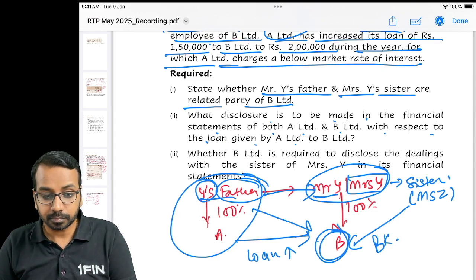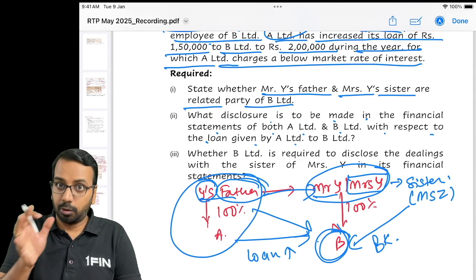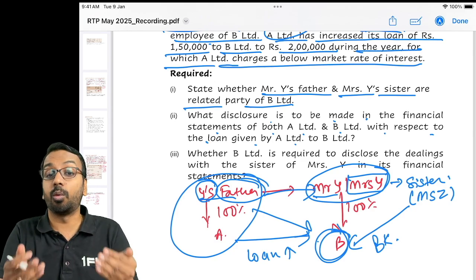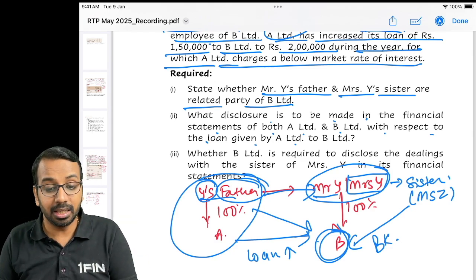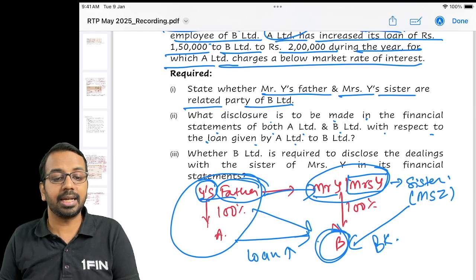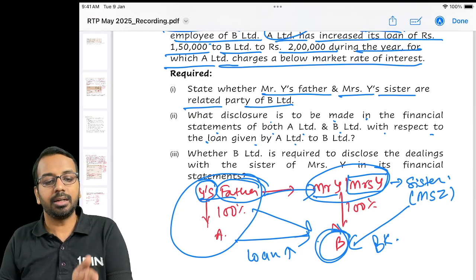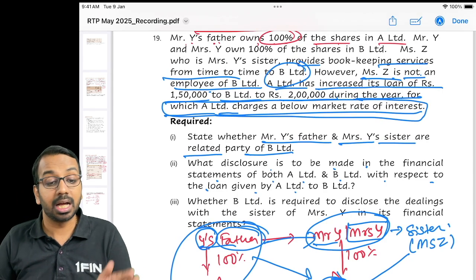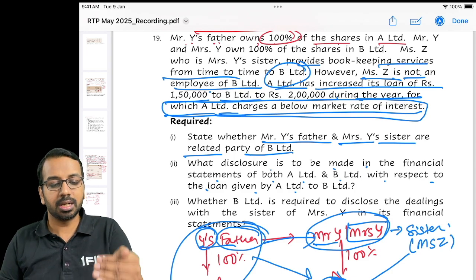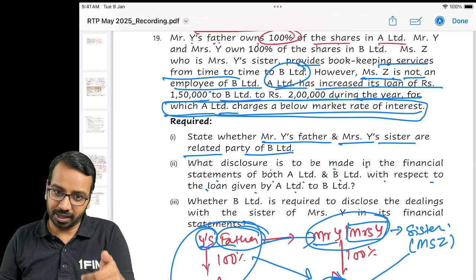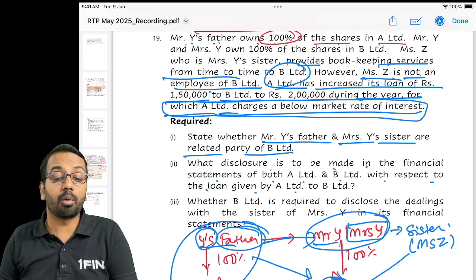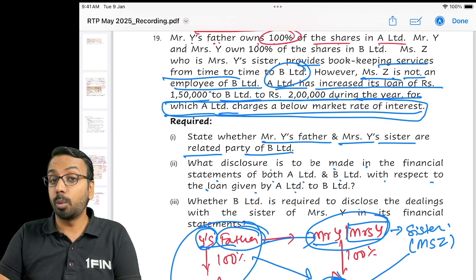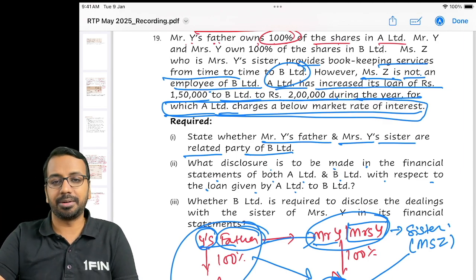Now, they have given a loan. What has to be disclosed? First is the amount of the transaction. The amount of transaction is that they have increased the loan to 2 lakhs. So that has to be disclosed. Then we also need to disclose that the rate charged is less, because it is a below market rate. That fact has to be disclosed. Then you should disclose the amount outstanding between both the parties, that is 2 lakhs in this case. And then you also need to disclose if any amounts have been written off, that we can have a look at.